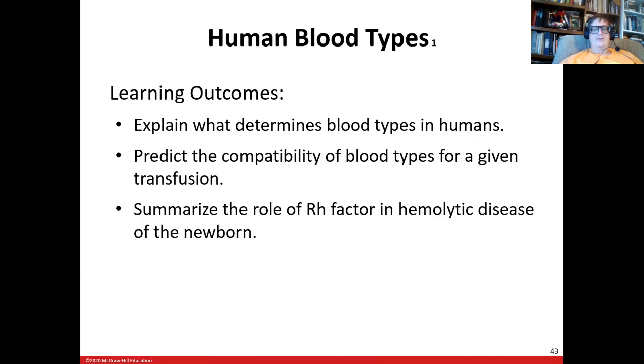All right, so now we're going to talk about human blood types, and I will let you know that this is a greatly oversimplified thing. What we're going to talk about are the ABO blood types and the RH factor, okay? If you say someone is A positive, that means they make the A antigen and they make the RH. They are positive for the RH, okay?